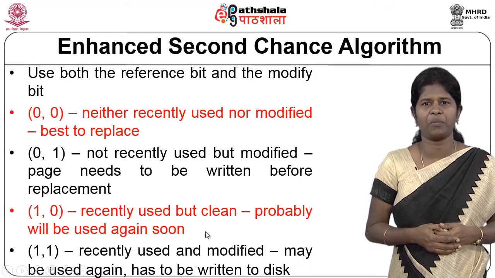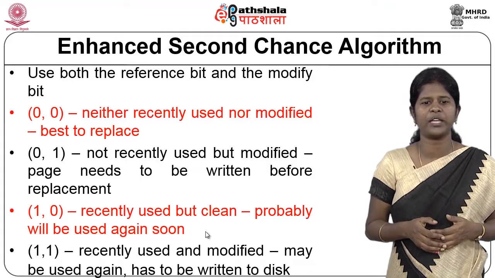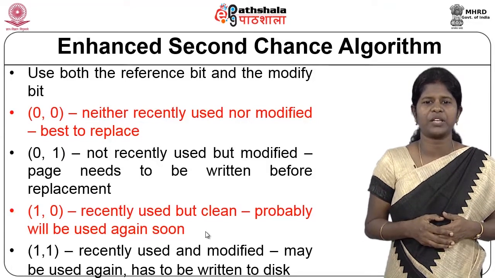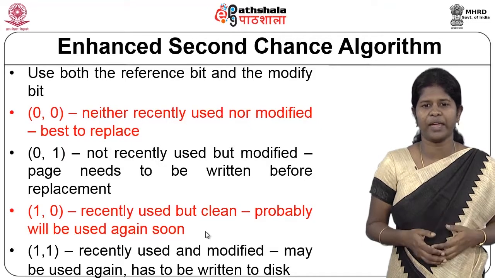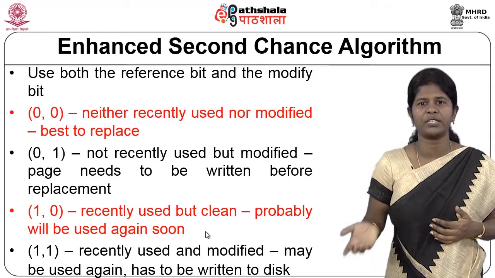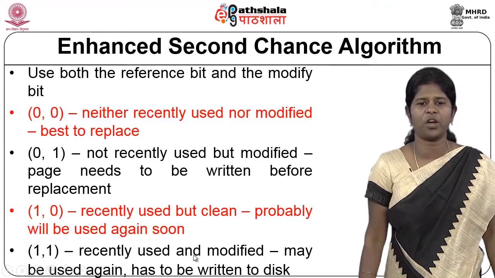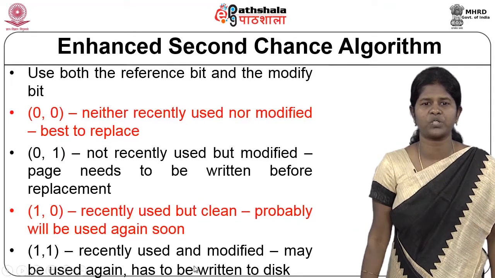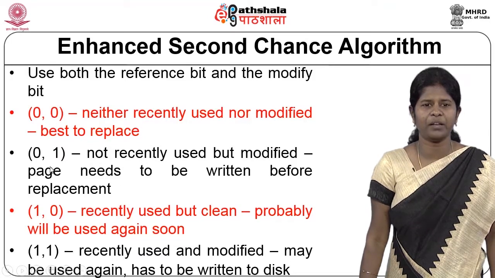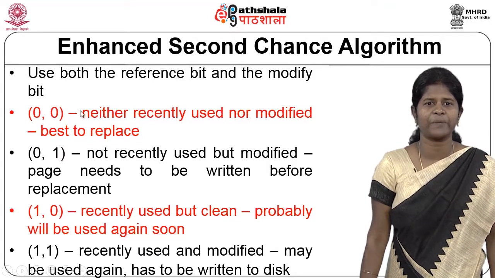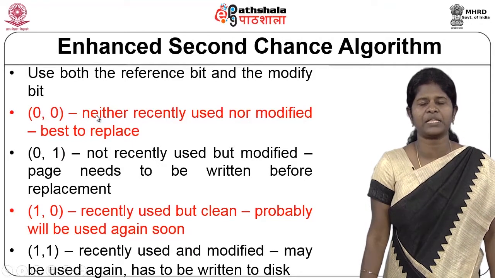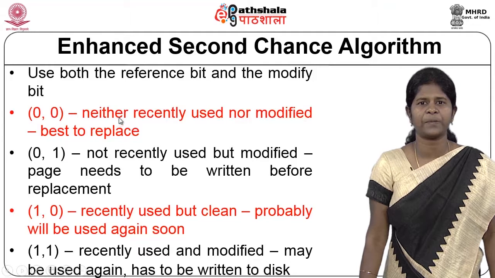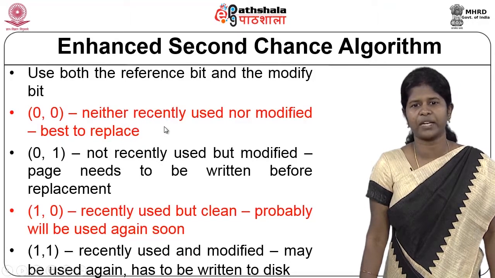And then it is 1, 1, it is a recently used page as well as a modified page, and hence you assume that it may be used again and it also has to be written to the disk. So, this is not the proper page which can be chosen for replacement. So, between all these 4 cases, the page that is the best to be considered for replacement is the page which was not recently used as well as not modified.